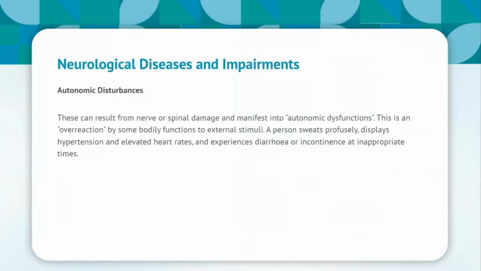Autonomic disturbances. These can result from nerve or spinal damage and manifest into autonomic dysfunctions. This is an overreaction by some bodily functions to external stimuli. A person sweats profusely, displays hypertension and elevated heart rates, and experiences diarrhea or incontinence at inappropriate times.